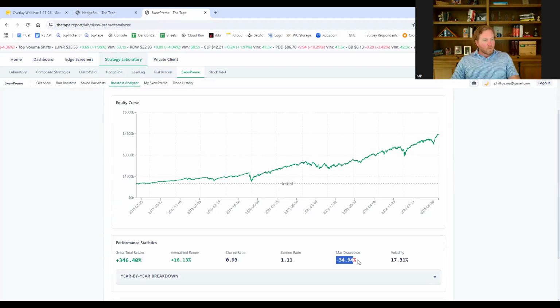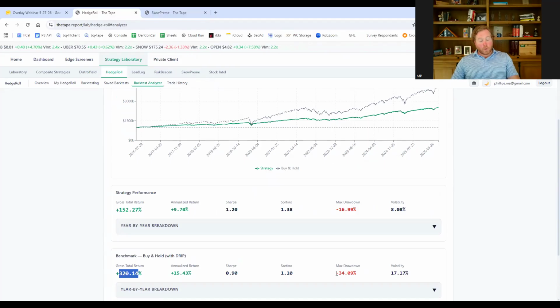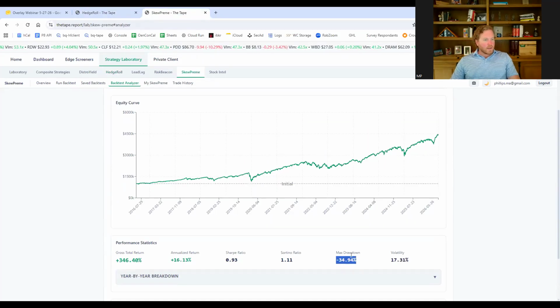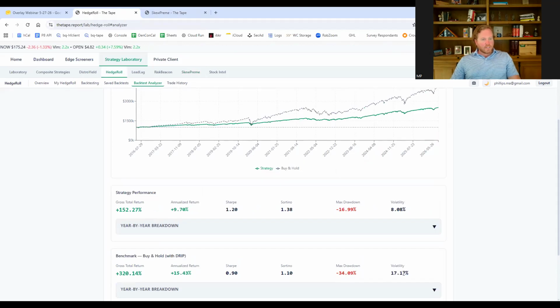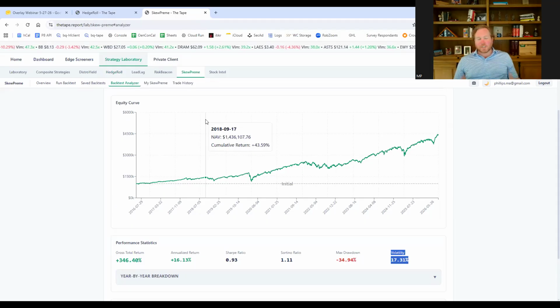The drawdowns are almost identical. So negative 34.9 versus 34.1. And the volatility at 17.3 versus 17.7. So we have just marginally higher volatility with about 70 basis points more of return per year.